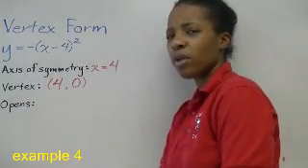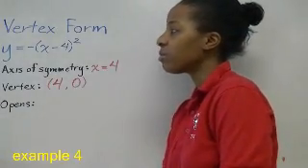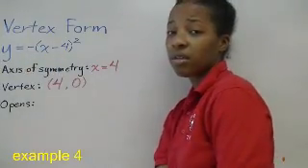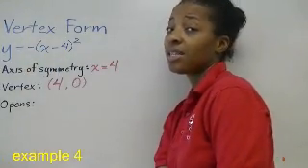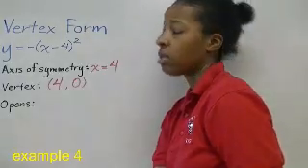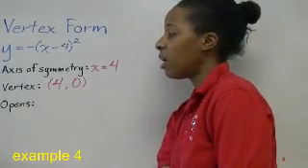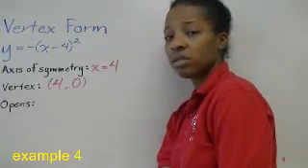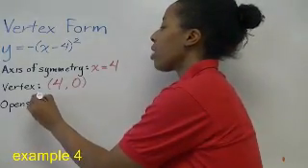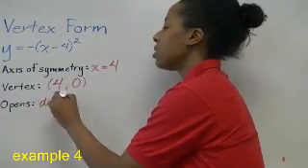Which way does this parabola open? If you check in front, I see a negative sign. Really, that's a negative 1. Okay? This one is usually invisible in math. And since negative 1 is less than 0, that means our graph opens downward.